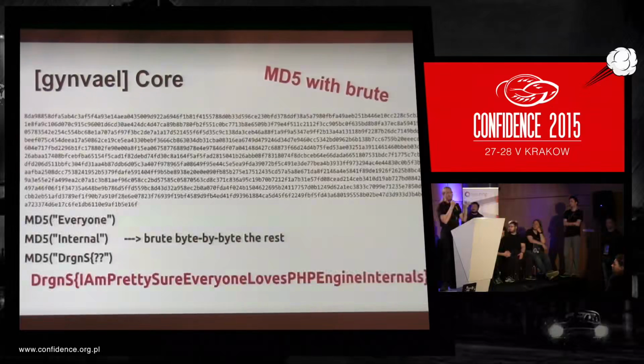So you had to reverse it again and then find some MD5 collisions there, which was rather easy because there were at least 2 dictionary words, and you also knew the flag began with dragons and then 2 unknown bytes, but 2 bytes are super easy to brute force. So having just one MD5 sum allowed you to brute force the whole flag byte by byte. And the flag was, I'm pretty sure everyone loves PHP engine internals.